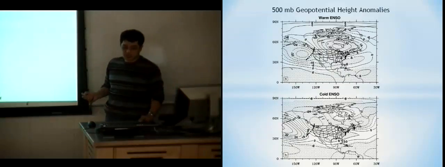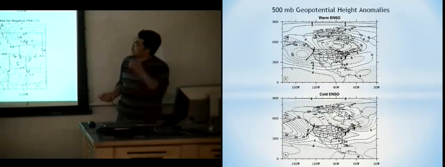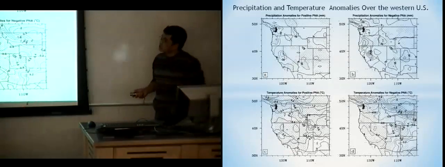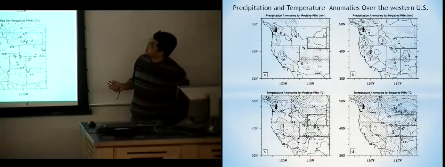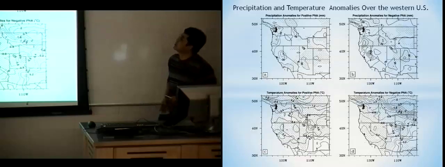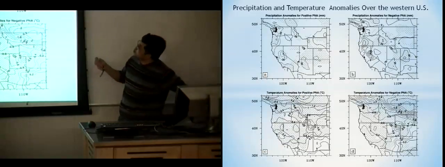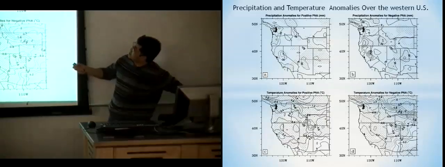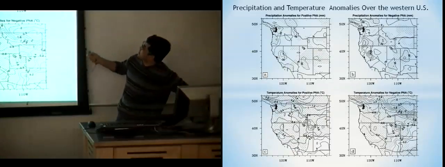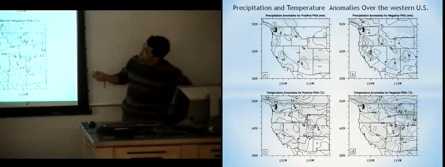So this is the geopotential height anomalies for the western United States. Now this is precipitation and temperature anomalies of the western United States on the PNA pattern. You see these two patterns, the precipitation anomalies. This is for the positive PNA pattern. This is for the negative PNA pattern.